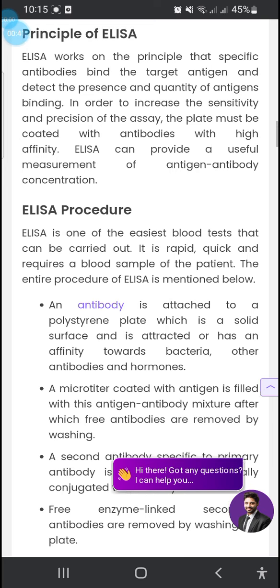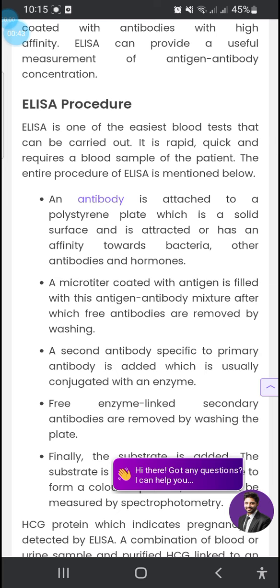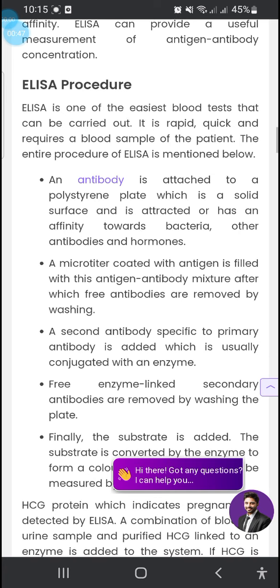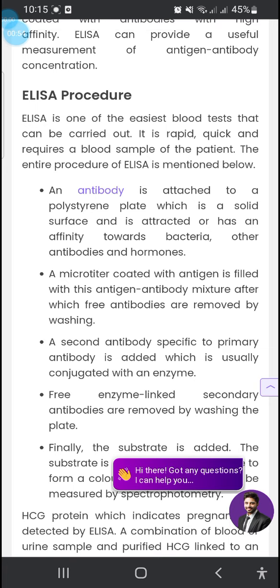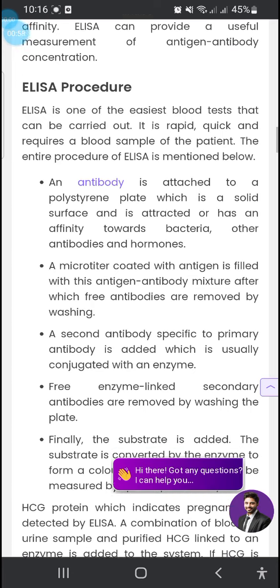ELISA procedure. Next, ELISA procedure. ELISA is one of the easiest blood tests that can be carried out. It is rapid, quick, and requires a blood sample of the patient. The entire procedure of ELISA is mentioned below.